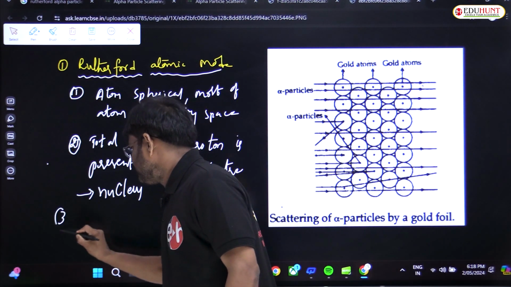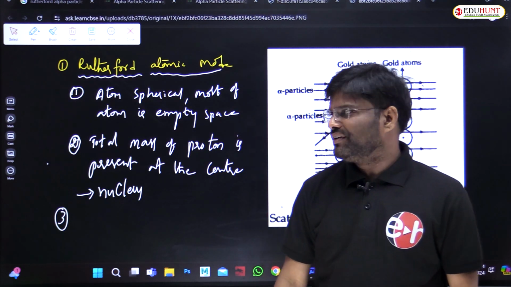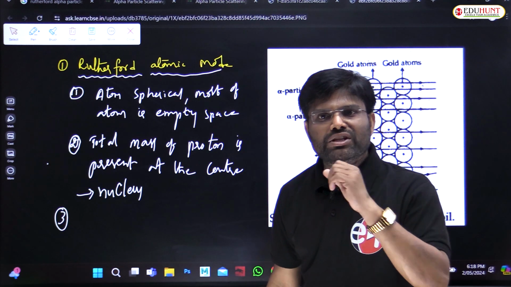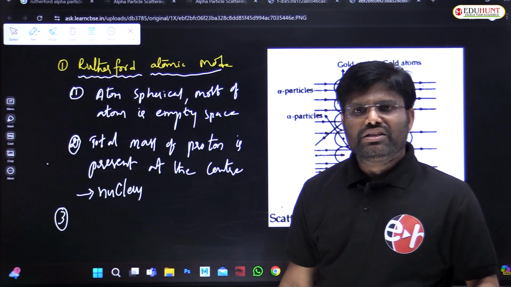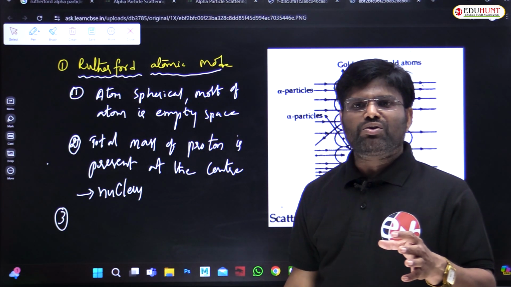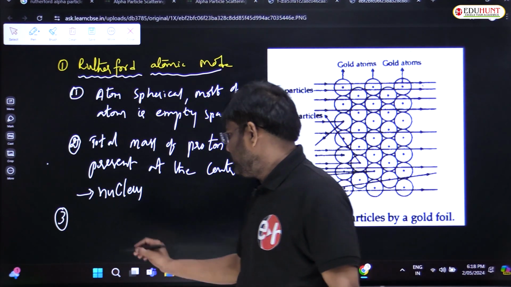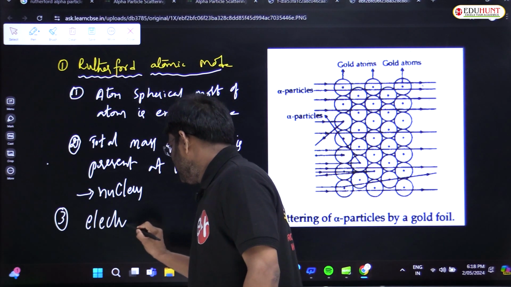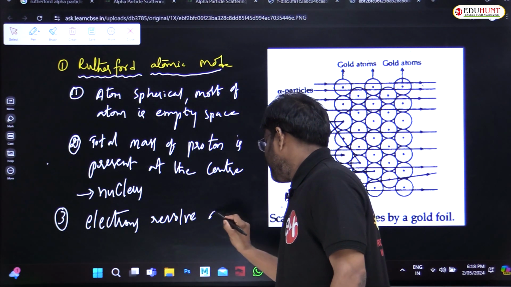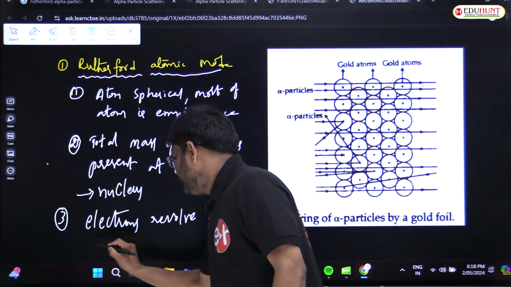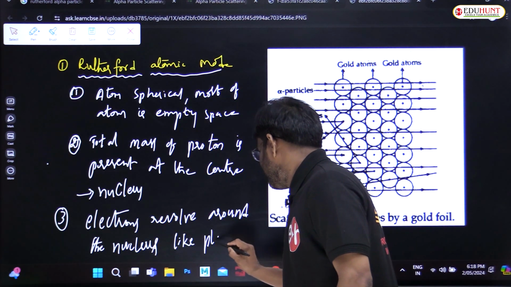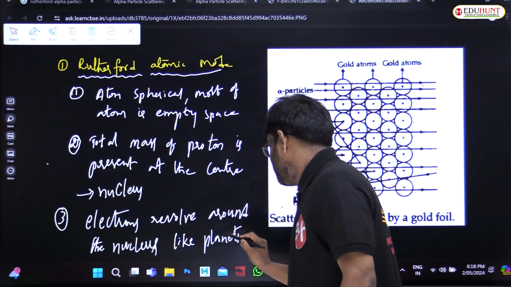Next, third point: electrons revolve around the nucleus like planets revolve around the sun. This is called as planetary model. So Rutherford atomic model is also called as planetary atomic model. Electrons revolve around the nucleus, like planets revolve around the sun.